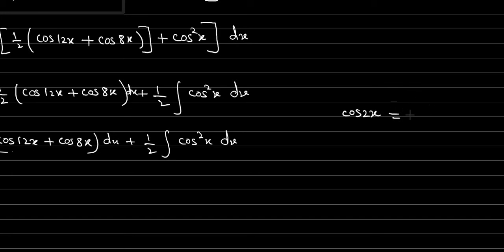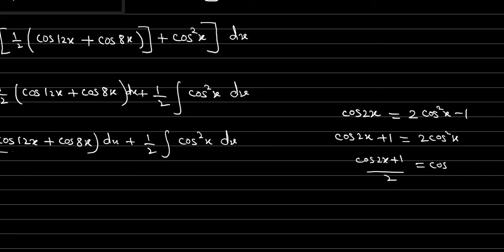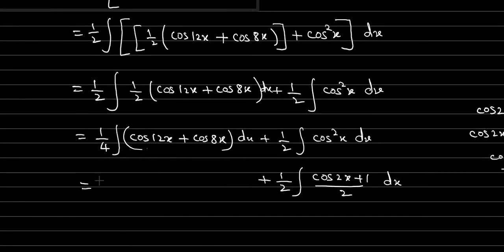The second formula we have is 2 cos square x minus 1. Now I am going to reduce this formula in terms of cos square x. Sending minus 1 to the other side, cos 2x plus 1 is 2 cos square x. Now sending 2 to the other side, cos 2x plus 1 by 2 equals cos square x. So in place of cos square x, we can rewrite cos 2x plus 1 by 2 dx. Now we have all the terms in the standard form. So now this integration I will carry inside, along with the 1 by 4: 1 by 4 integral cos 12x dx plus 1 by 4 integral cos 8x dx.